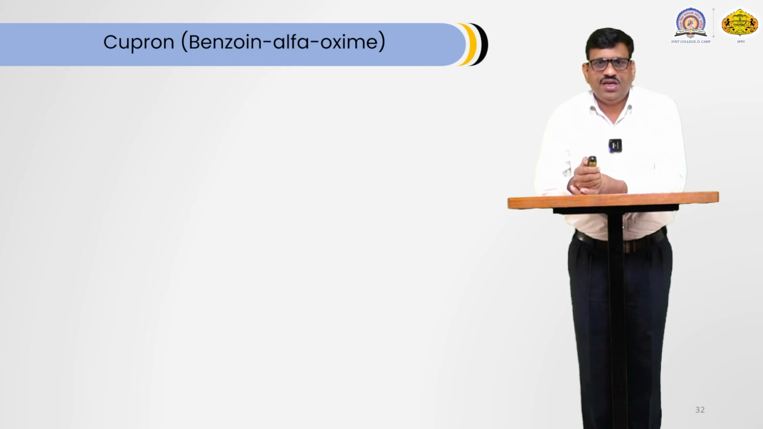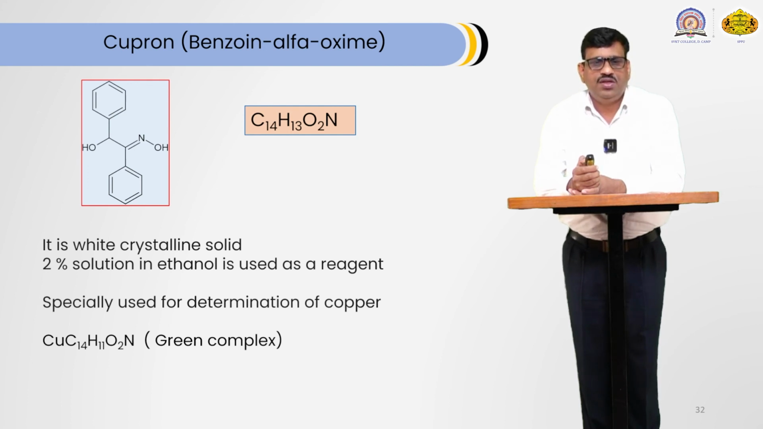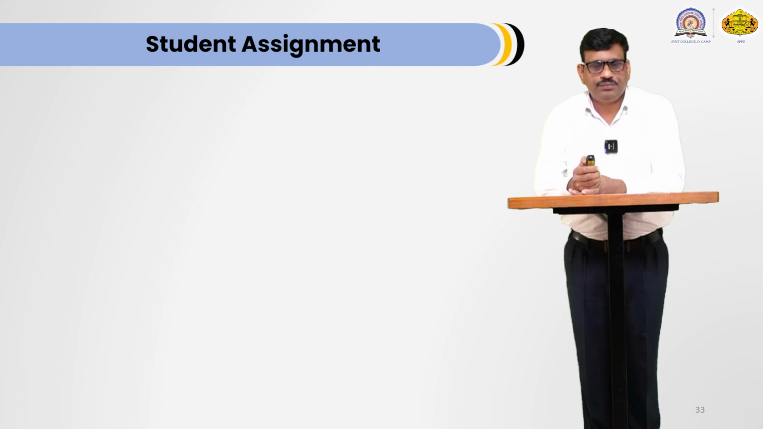Cupron, that is benzoin alpha oxime, is another organic precipitating agent used in gravimetry. This is the structure, and its molecular formula is C14H13O2N. It is a white crystalline solid. A 2% solution in ethanol is used as a reagent. It is specially used for copper. With copper, it forms a green complex, Cu(C14H11O2N), which is the molecular formula of the complex obtained using this reagent and copper. The color of this complex is green.